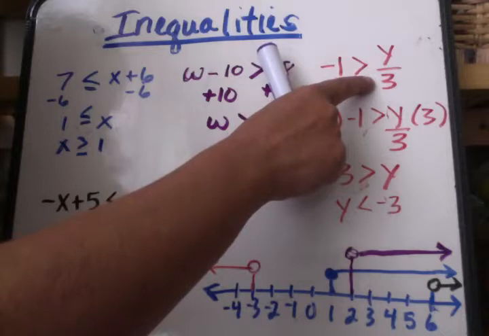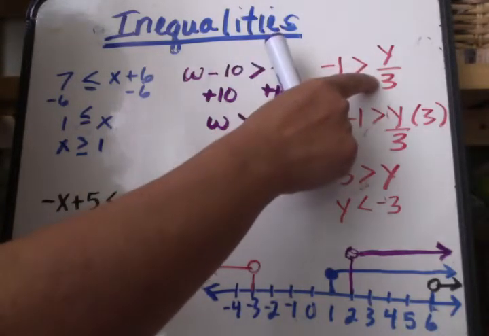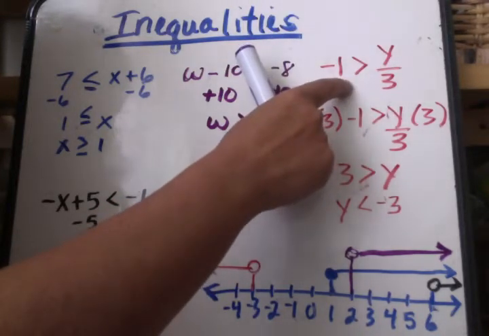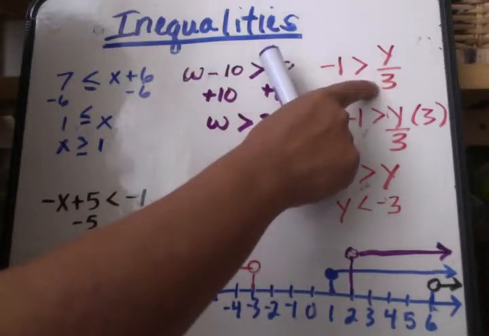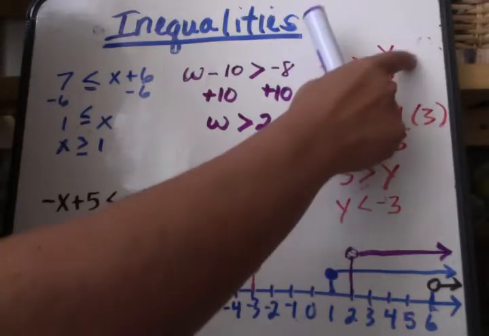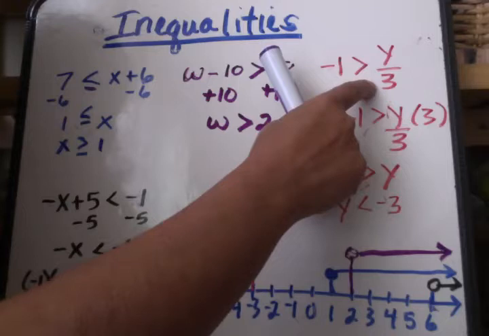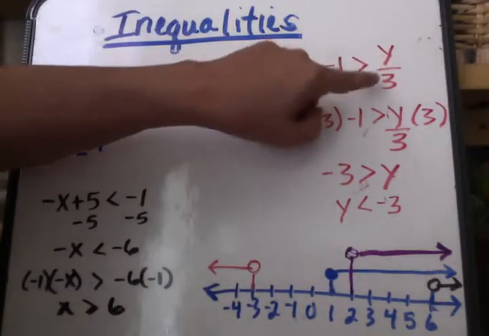And I just want to make a note here. If this was negative 1 greater than 3y, we would just divide both sides by 3 to get our y by itself. Y over 3, here we're dividing, so the opposite of division is multiplication. And so we're going to multiply both sides by 3. This is easier as an equation to solve than if it was just 3y. So don't let that fool you.